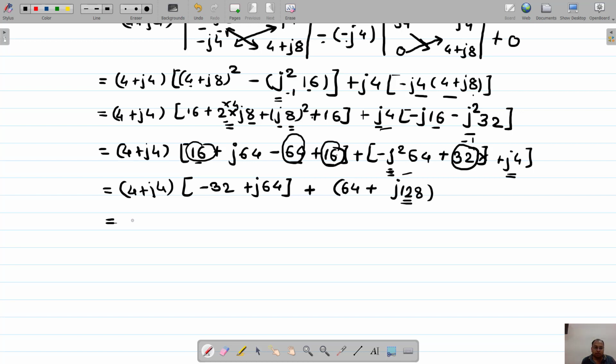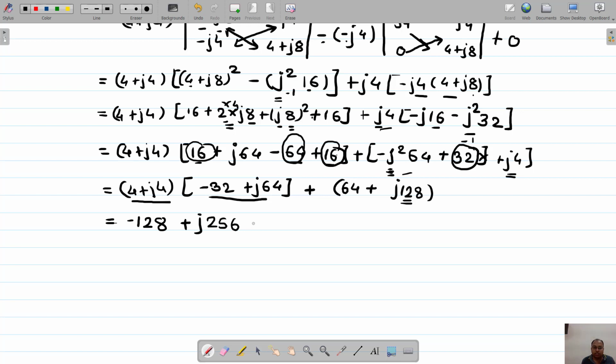Finally, now we are going to multiply by 4 plus j4 inside this bracket. Is that fine? So let us multiply by 4 first. Minus 32 into 4, how much will it be? It will be minus 128. Is that fine? Okay. Now plus j 64 into 4. Okay, so 64 into 4 is nothing but coming as 256. Is that fine? So 256.